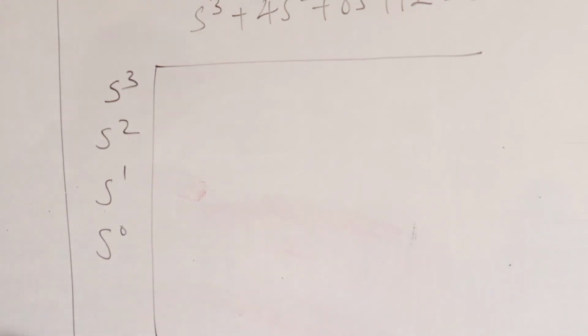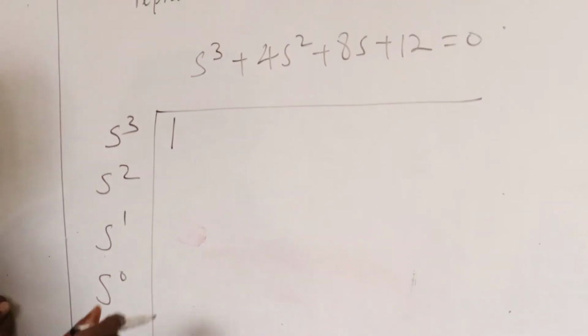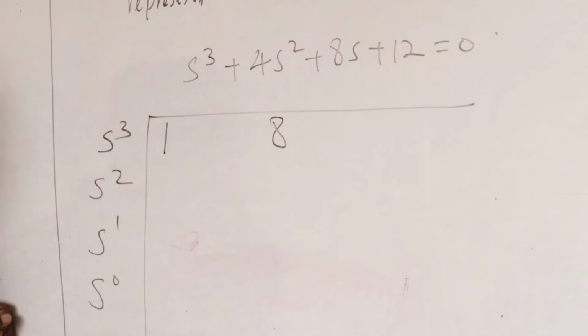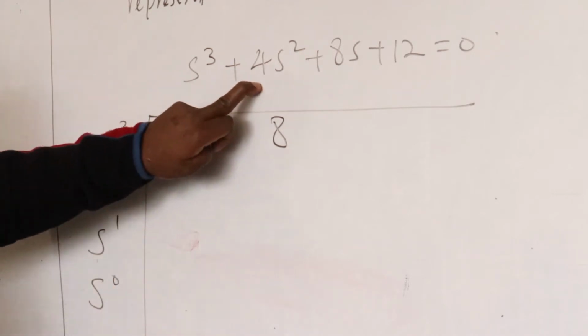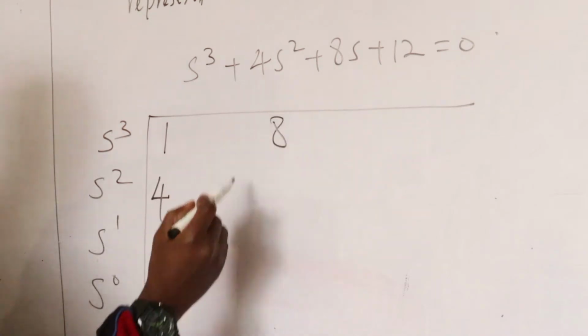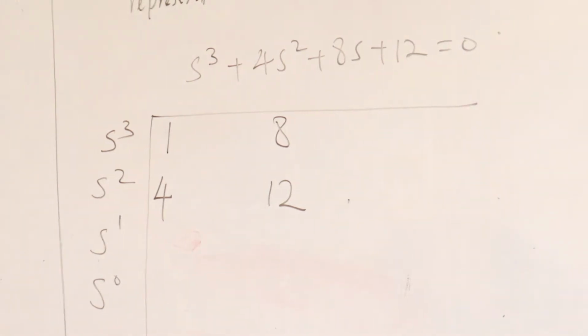Then we fill it. What is the coefficient of s raised to power 3? 1. We jump that. What is the coefficient of s raised to power 1? 8, and then there is nothing on the other side. Is that okay? We go to the second one. The coefficient for s raised to power 2 is 4. We jump that one, then we come to 12. Remember, we said that you are only supposed to fill the first 2 rows. The rest you are supposed to calculate.